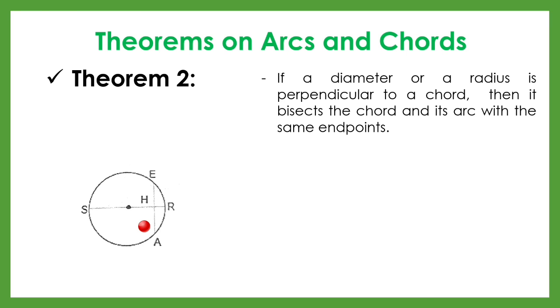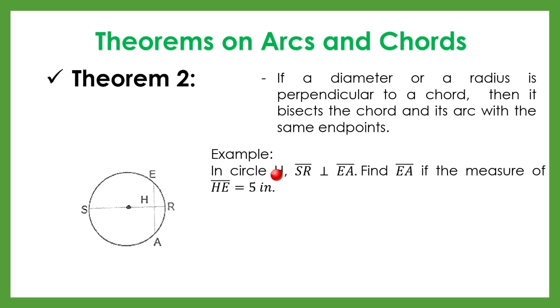Let's have another example. So we have here circle H. Line segment SR is perpendicular to line segment EA. Find line segment EA if the measure of line segment HE equals 5 inches. So for our solution, if line segment HE equals line segment HA, then ang line segment HA ay equal sa 5 inches. So, yung line segment HE na given ay 5 inches equal sa line segment HA. So, that is also 5 inches.